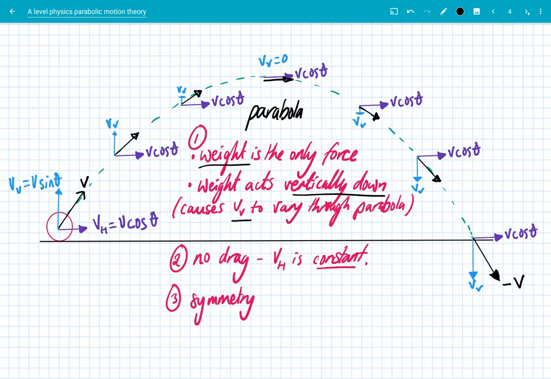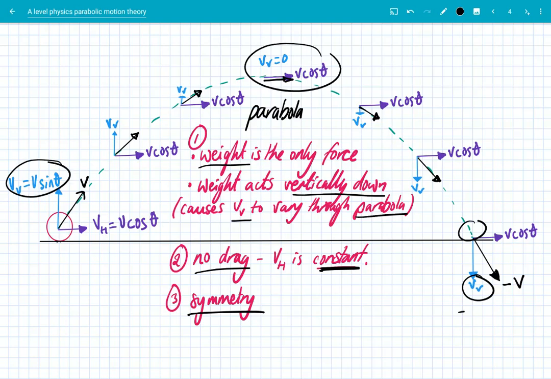That causes the vertical component of the velocity to vary throughout the parabola. We always assume that there's no drag. So the horizontal component of velocity is constant. It is unchanging throughout the flight, and that makes the problem so much easier to solve. Remember your symmetry, that the time it takes to get to the top is equal to the time it takes to fall down to the ground again. And if it starts on the ground and lands on the ground over here, the vertical component of the velocity is going to be the negative of what it started off at, minus V sine theta.